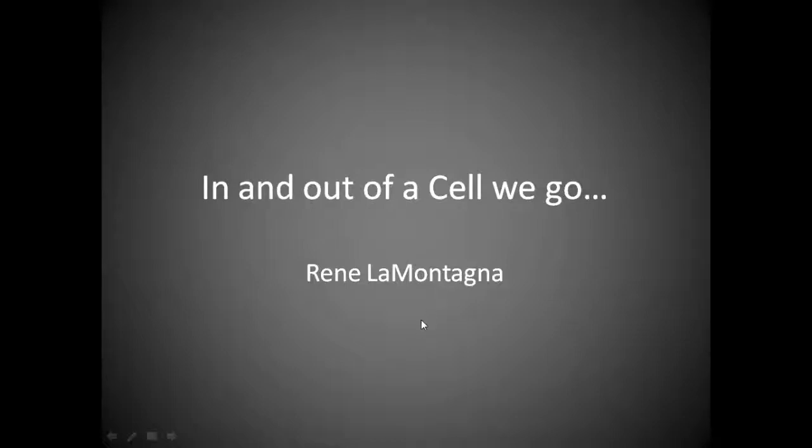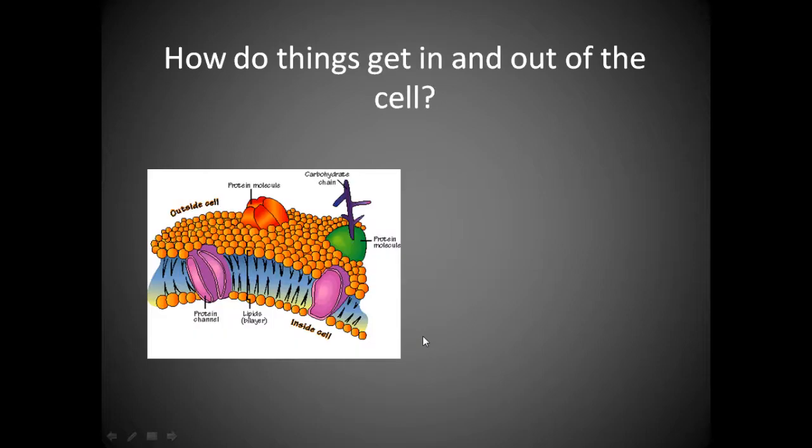In this video, we're going to talk about how things go in and out of the cell. We talked about the cell membrane and the proteins that are located on it. Now we're going to focus on how the cell interacts with the environment around it to move things in and out. So in and out of the cell we go. So how do things get in and out of the cell?